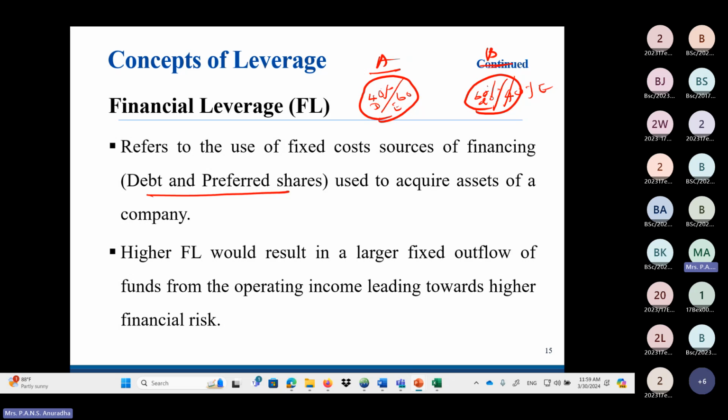So what is then financial leverage? Again, use of fixed cost, fixed expenses, but where? In the capital structure. It refers to the use of fixed expenses in financing, in their capital structure, used to acquire the assets of the company. High financial leverage would result in a larger fixed outflow of funds from the operating income, leading towards high financial risk. So the higher the financial leverage, it means the higher the interest financing cost. So then a large amount of cash outflows from the operating profit.